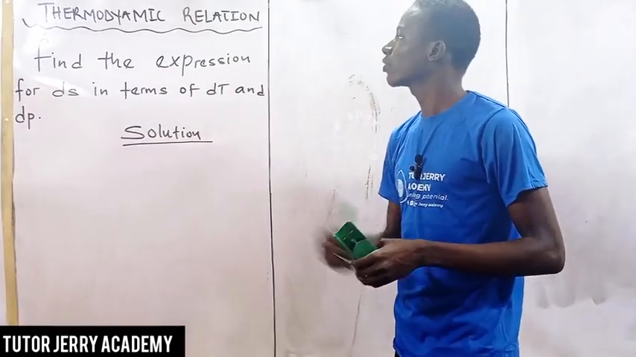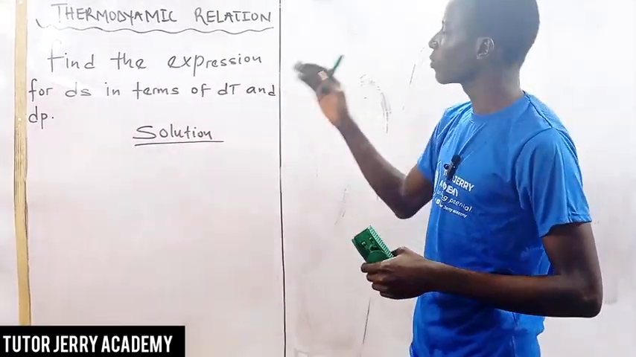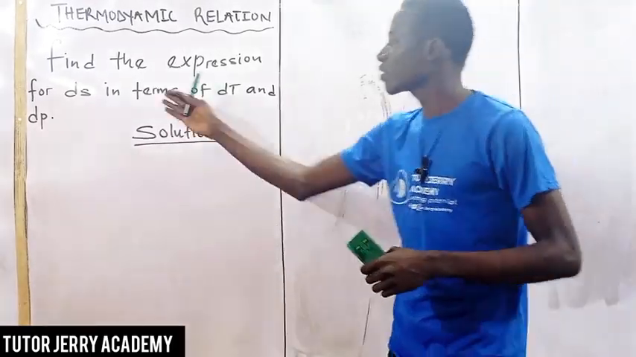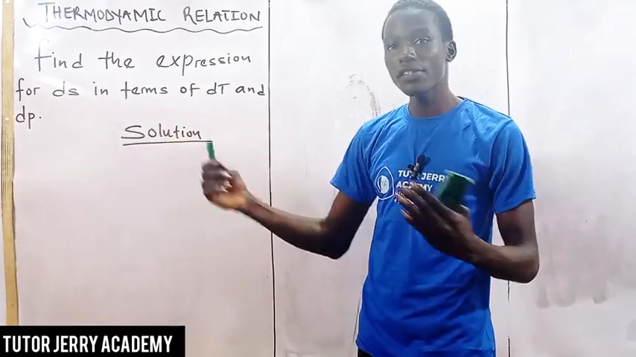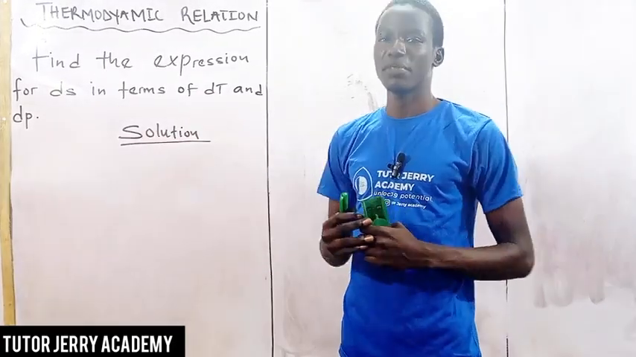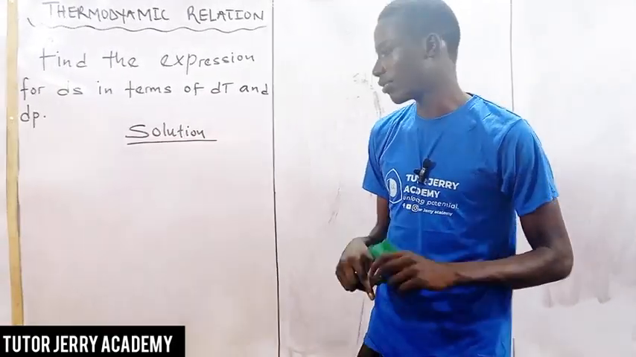Today we are still on thermodynamic relations and we are going to be solving the above question. We are asked to find the expression for dS, that is the change in entropy, in terms of the change in temperature and change in pressure. Now let's dive into it.